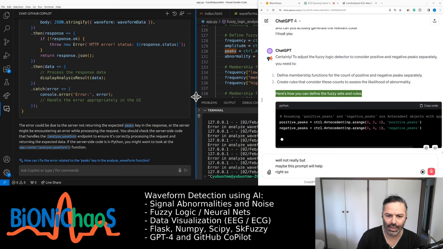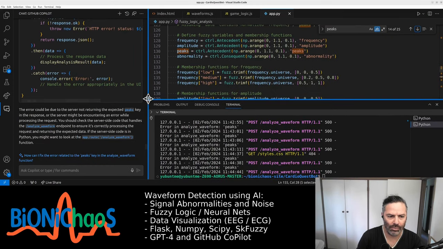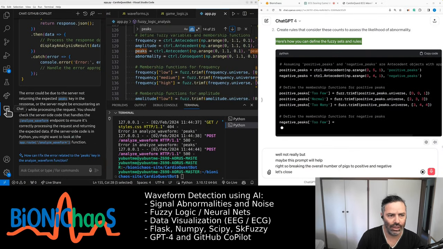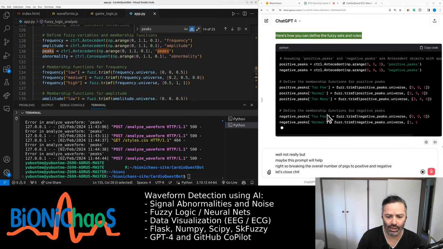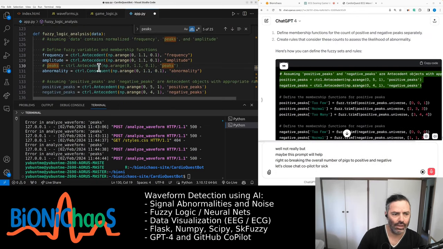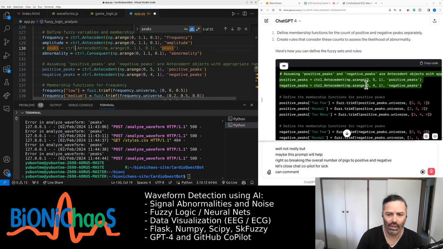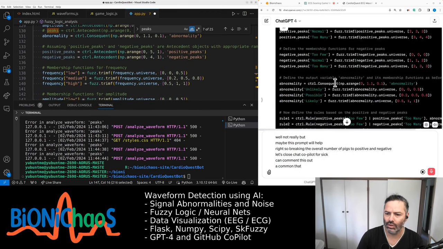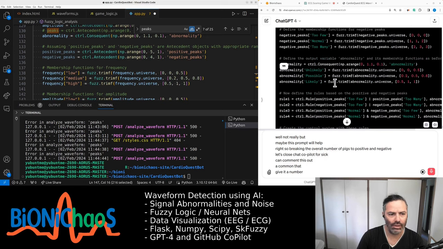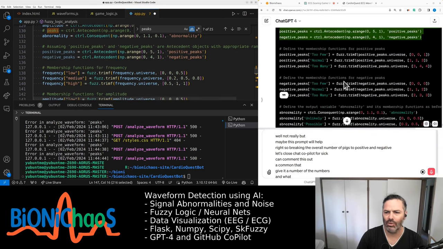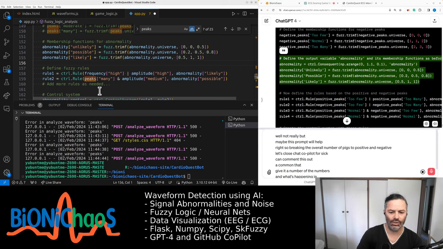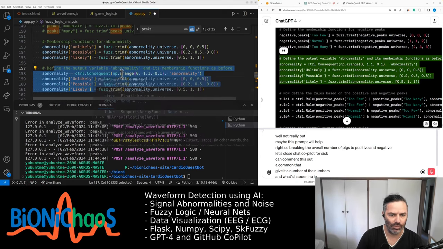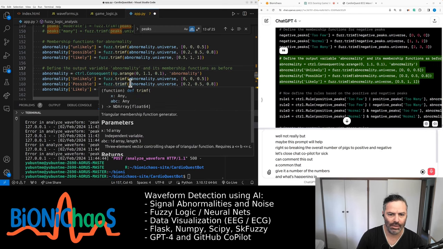Right, so breaking the overall number of peaks into positive and negative. Let's close the Copilot for a sec. And comment this out. Comment that out. Give me the numbers. And what's abnormality again? Let's do abnormality quickly. Membership functions for abnormality. This is same as before.